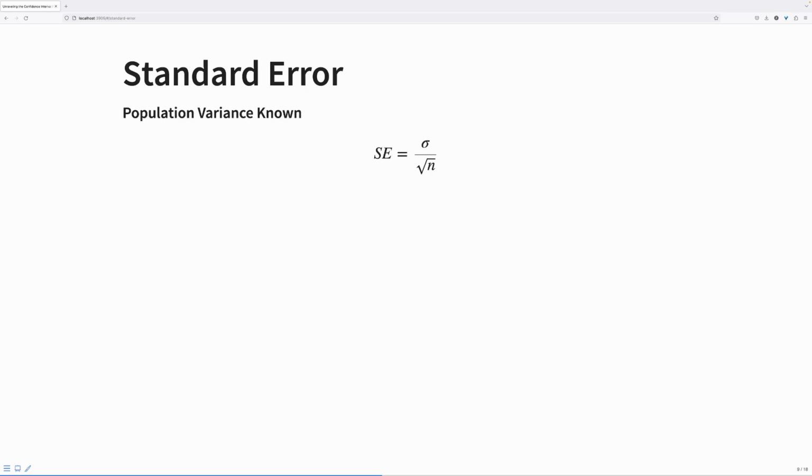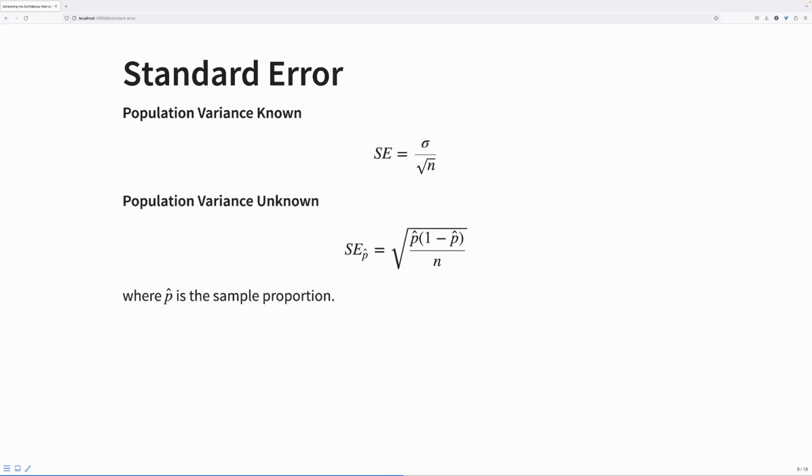Now we're going to take a look at the standard error. If the population variance is known, then the standard error is calculated by sigma divided by the square root of n, where n is the sample size. However, most of the time, the population variance is unknown. So for a large sample, we can assume that the standard deviation of the sample is reasonably close to the population standard deviation. And we can use the square root of p hat times 1 minus p hat, divided by n, to estimate the standard error of the population, where p hat is the sample proportion.